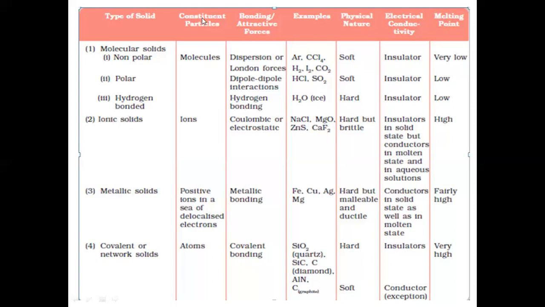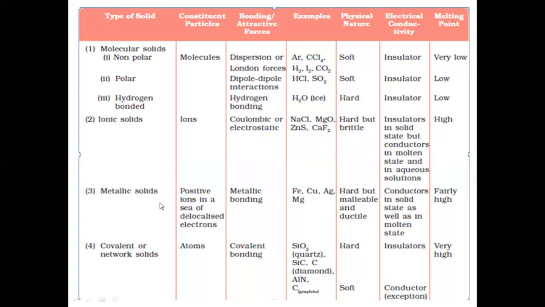Ionic solids, the constituent particles are ions. The attractive force is Coulombic or electrostatic force. The examples are NaCl, sodium chloride, magnesium oxide, zinc sulfide, calcium fluoride, etc. Physical nature, that is hard and brittle, and they are generally insulators in solid state, but they are conductors of heat and electricity in molten state and in aqueous solution. The melting points are high.